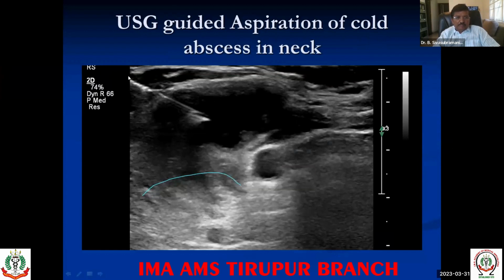So you can see the needle passing here, and you can aspirate the abscess and send for a culture and for further workup to get the final diagnosis. Sometimes it could be a bacterial abscess, could be tuberculosis, or it could be lymphoma. So all these conditions, you can put in a needle and get a diagnosis. So these are the common causes of fever in the neck.